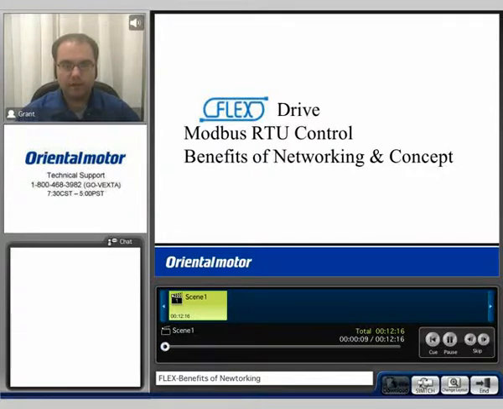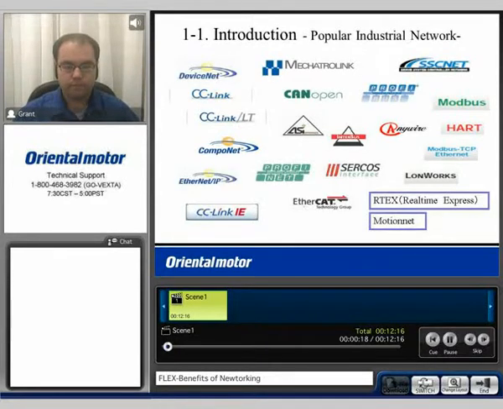Today we'll be discussing the flex drive and the benefits of networking. There are many popular industrial networks currently on the market. As you can see via the screen here, each manufacturer has their own specific network protocol. So depending on the system you're currently using, it may prove difficult to find specific components that meet those network requirements.